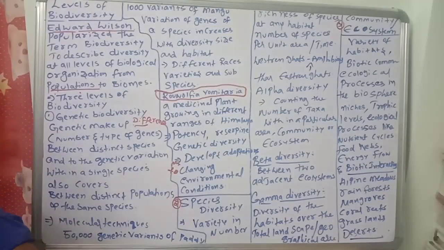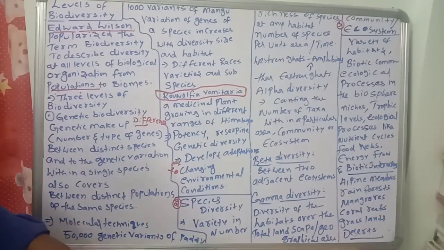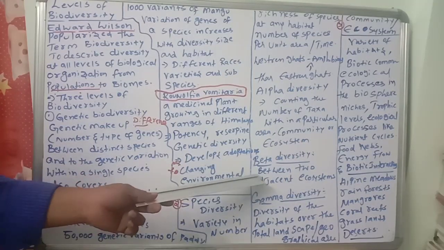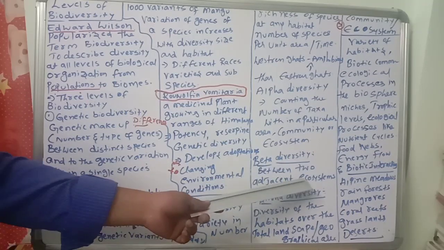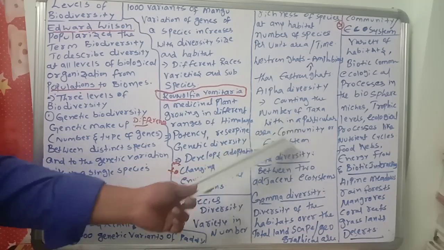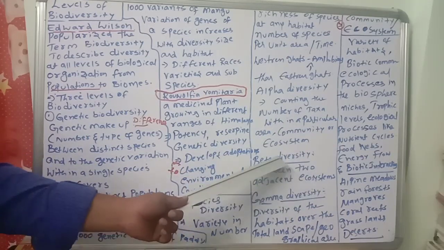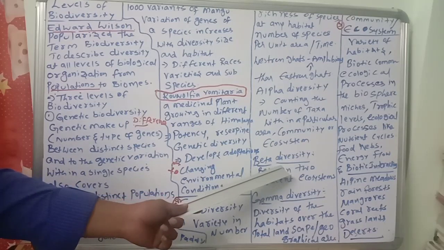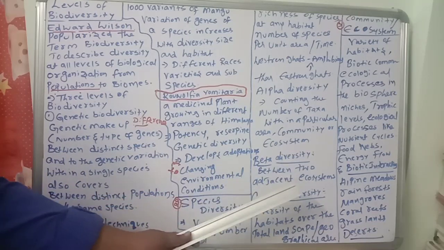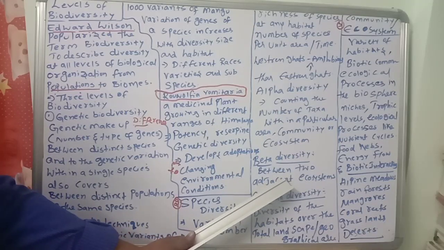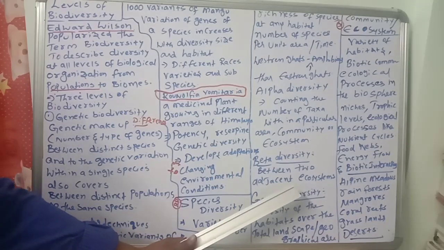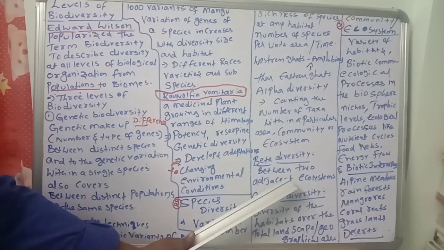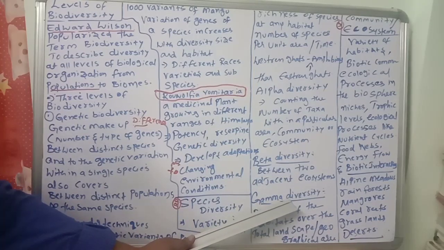That's called alpha diversity. Then come to beta diversity. Beta diversity is the species diversity between two adjacent ecosystems. Alpha is in one ecosystem; beta is between two ecosystems. By comparing the number of species unique to each ecosystem, we can compare the number of species in each and every ecosystem. Beta, two ecosystems. Next, gamma diversity.